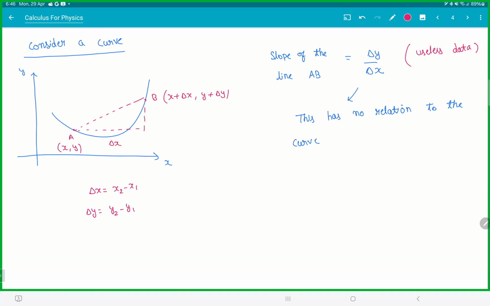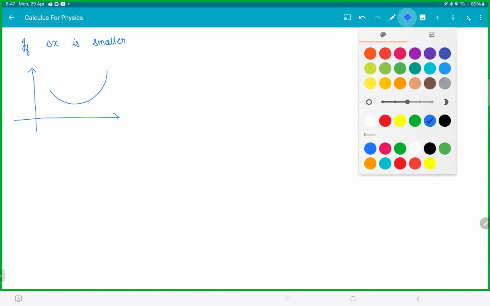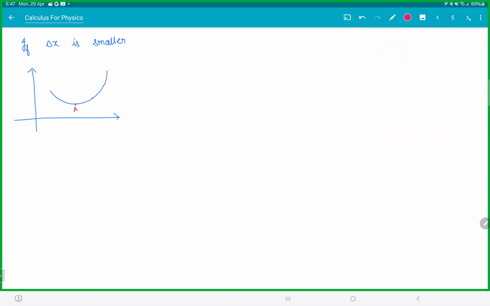This is your delta x, the horizontal distance. If you make delta x smaller, you will notice this is the curve. You have 2 points now, A and B. Fine, they're a little closer, but still of no use. Still doesn't make sense. If you use the formula, slope equals delta y by delta x, this still doesn't make any sense.